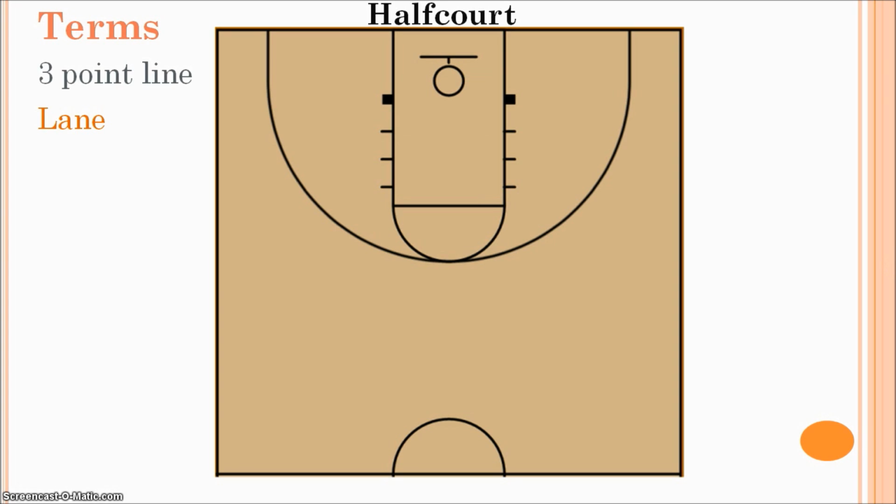There's also the lane line extended. Lane line extended is basically taking the sides of the lane and extending them out towards the three-point line. These will be key reference points for us as we set up our swing offense.